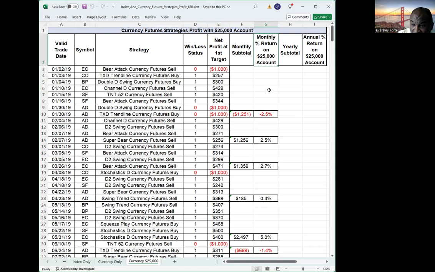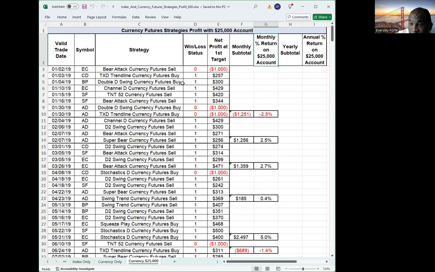This assumes a 4% account risk. This could be a $100,000 account. This could be a $10,000 account. This could be a $5,000 account. This could be a $1 million account. It doesn't matter. We're risking 4% on each one of these trades.